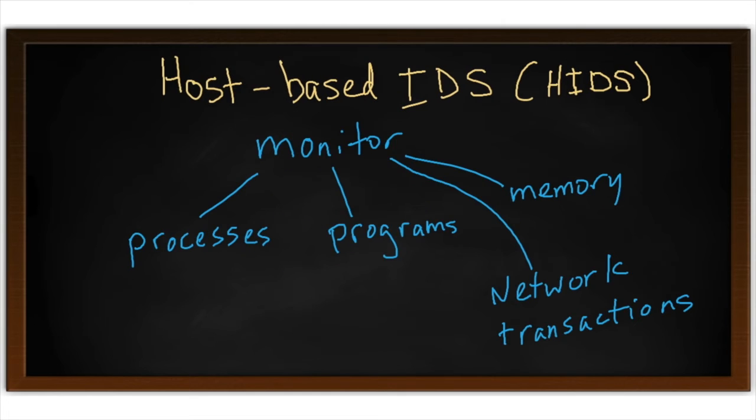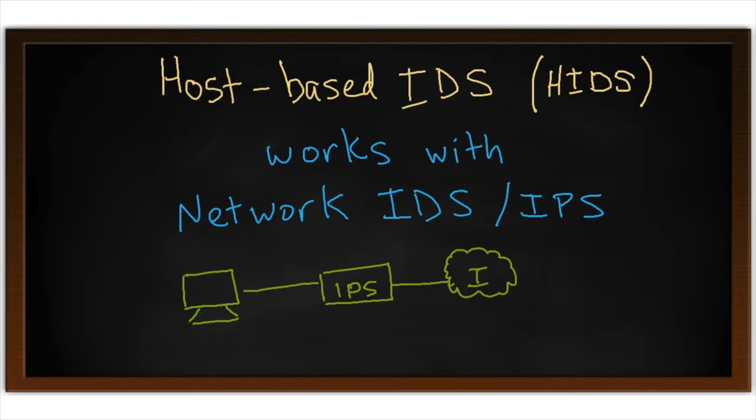So a host intrusion detection system can also monitor the state of programs, memory, processes, and services in a system, and also any modifications to that system, right? So ideally, a host intrusion detection system works in conjunction with the network counterpart, so a network IDS or network IPS, so that the host intrusion detection system can find anything that actually slips past the network IPS or the network IDS.